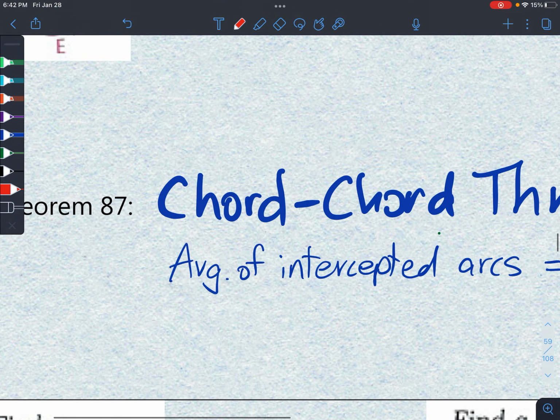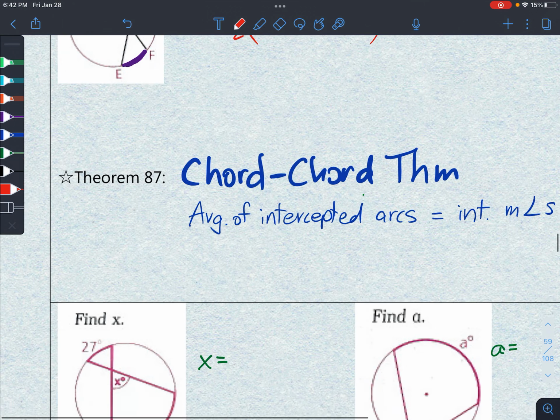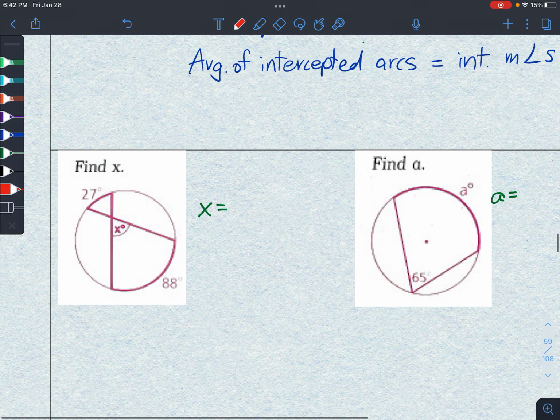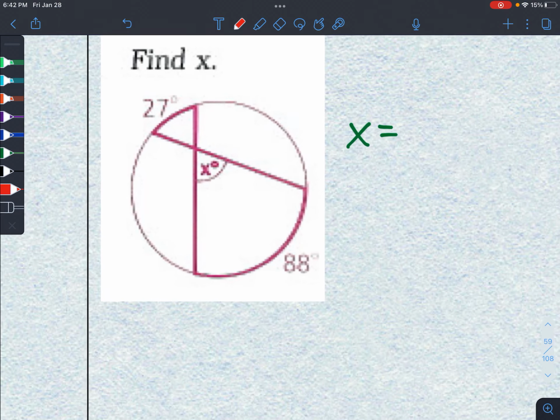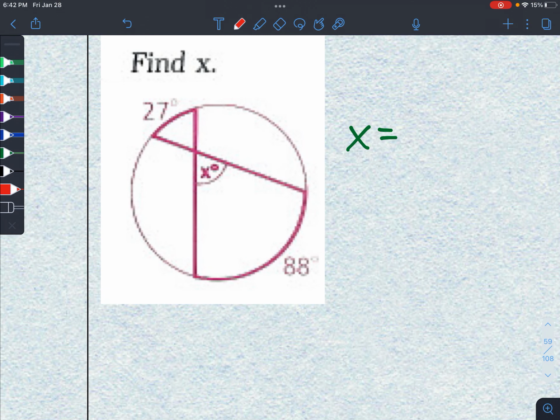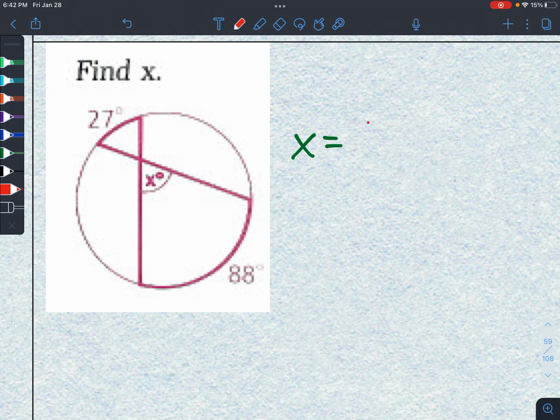You don't need to ever cite chord theorem. I don't think we ever use that in a proof per se. Use it mostly in problems that you solve. So again, here we have a situation, 27 and 88. So what is x? Well, again, I'd have to take 1/2 of the sum, which is 115 degrees, which is 115 over 2, which I think is 57.5.